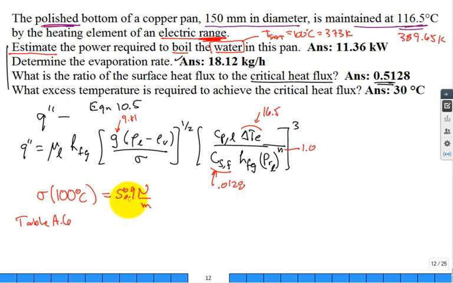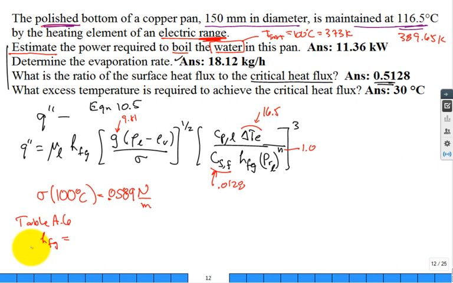Times 10 to the minus 3. So if you wanted to, you could put 0.0589, right? Yeah. So there you go. Is that right? All right. Half of the game for boiling and condensation is to get the right correlation and then find all the properties that go into it. In that same table, you get HFG, don't you?